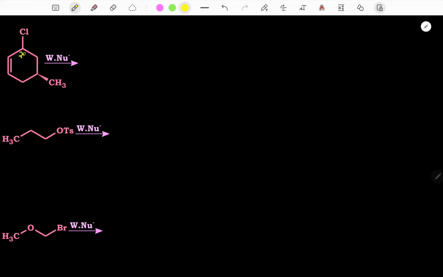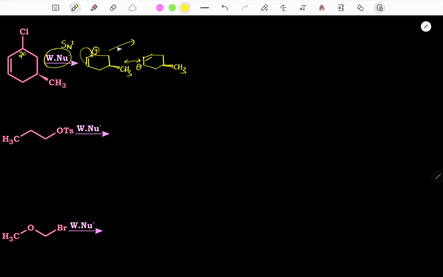It is a secondary halide and weak nucleophile, so SN1 is possible. Therefore, it forms the corresponding carbocation. And of course, resonance is possible. Because of resonance, we get another carbocation. With respect to structure, both are the same.